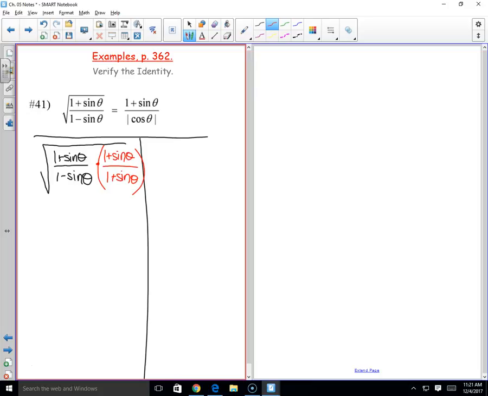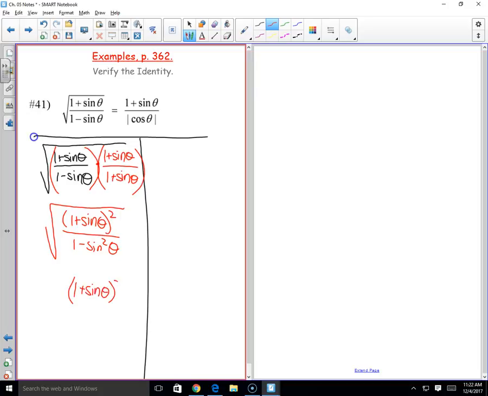What happens when we have 1 plus sine times 1 plus sine? Well, I have 1 plus sine squared. Sure, we could FOIL, but the whole point is I want to get rid of that square root. What happens on bottom when I multiply 1 minus sine times 1 plus sine? 1 minus sine squared. Difference of squares. Ooh, who is 1 minus sine squared?